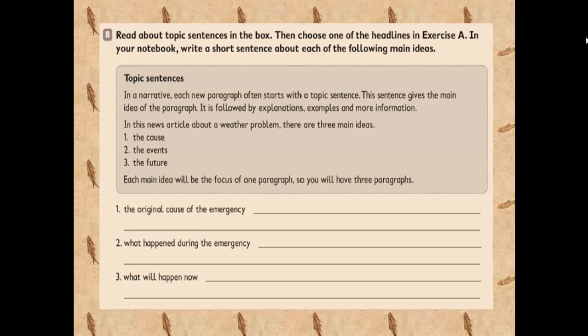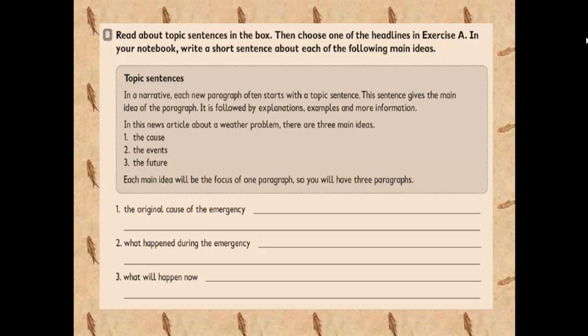In this news article about a weather problem, there are three main ideas. Number one, we have the cause, the reason. We have the events, and finally the future. So we have three main ideas: the cause, the events, the future. Each main idea will be the focus of one paragraph. So you will have 3 paragraphs. Now let's do this task.